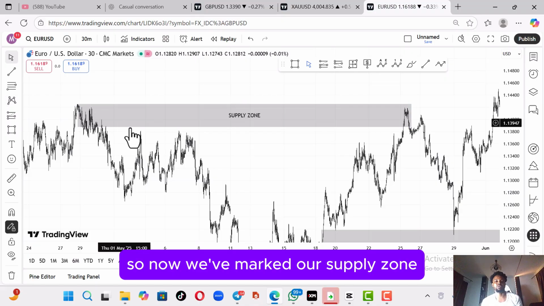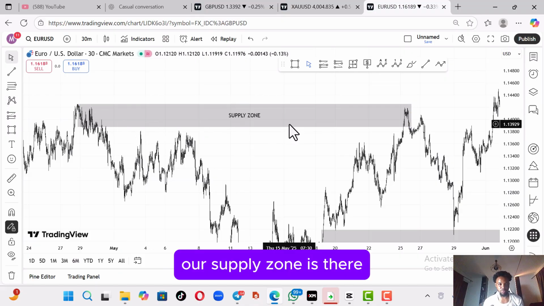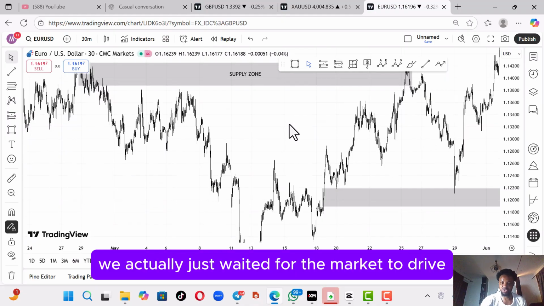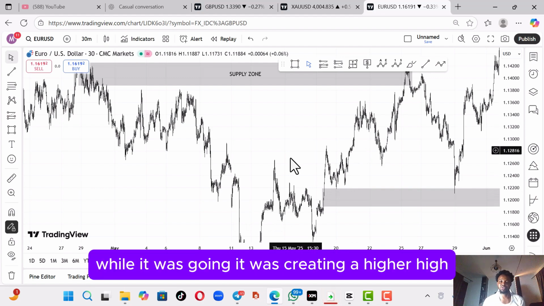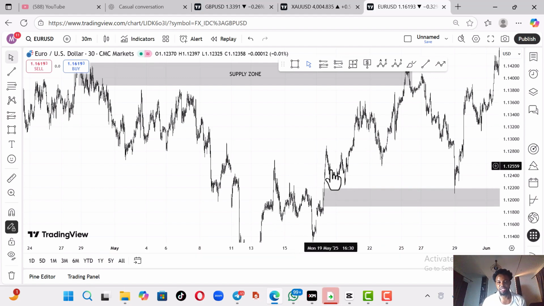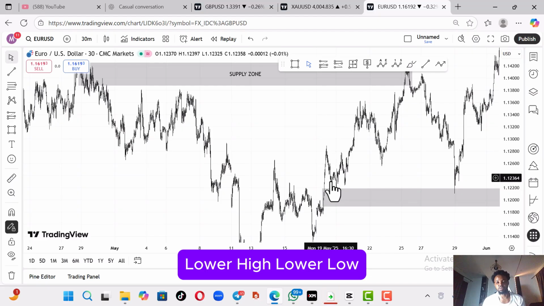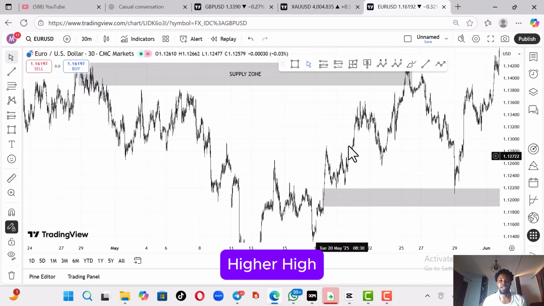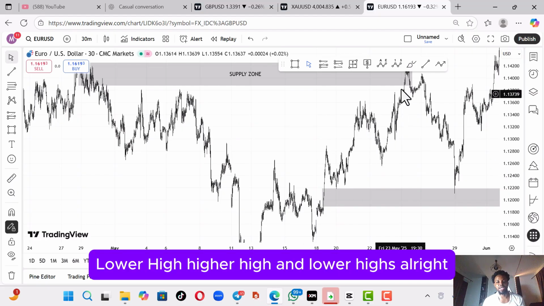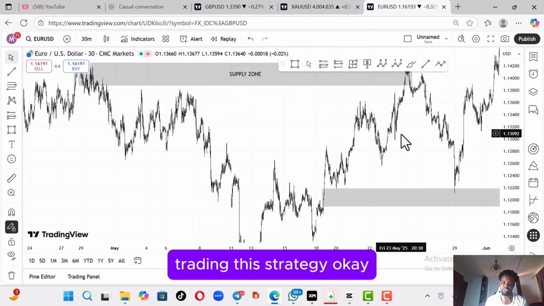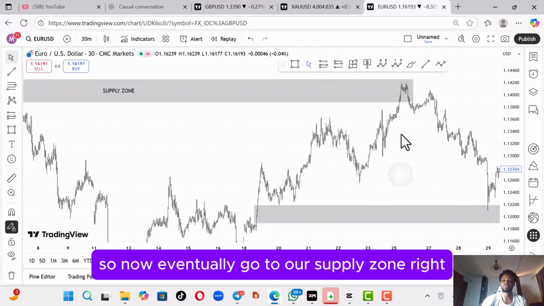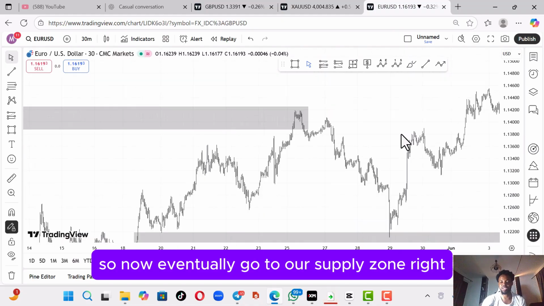So now we've marked our supply zone. Our supply zone is there. We actually just waited for the market to drive all through from here. You see, while it was going, it was creating a higher high, lower high, lower low, higher high, lower high, higher high, and lower highs. All right, but you just have to be patient while trading this strategy.